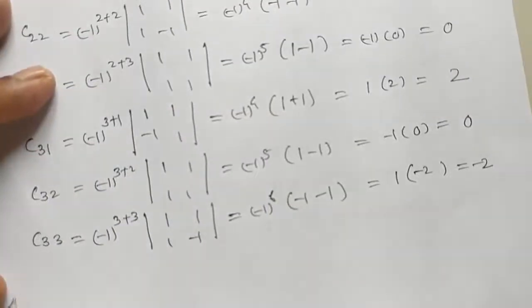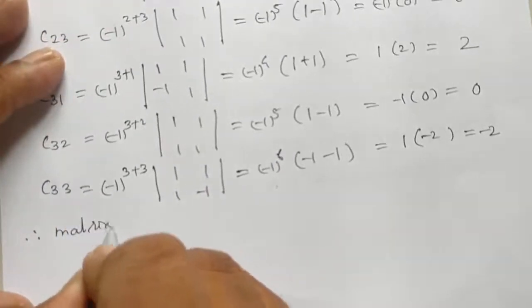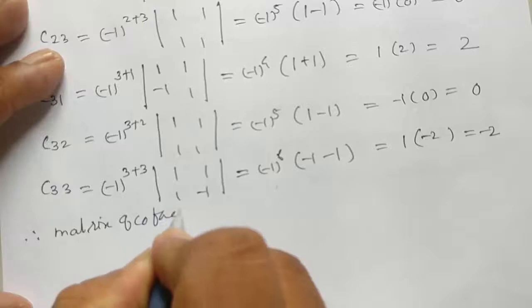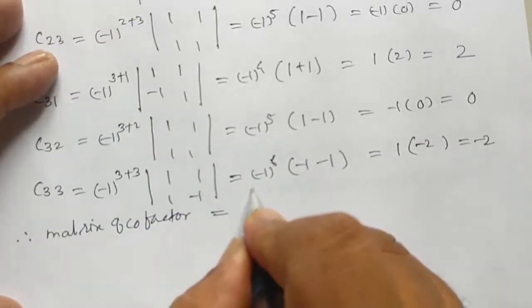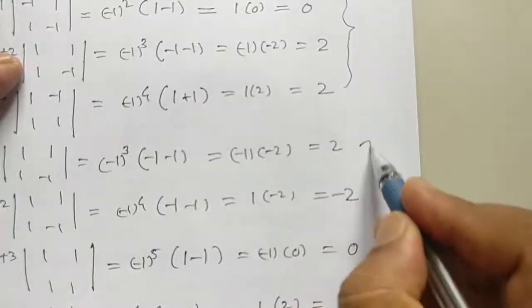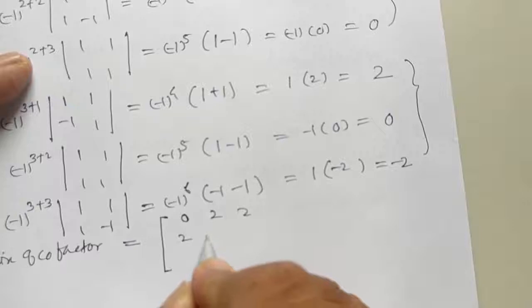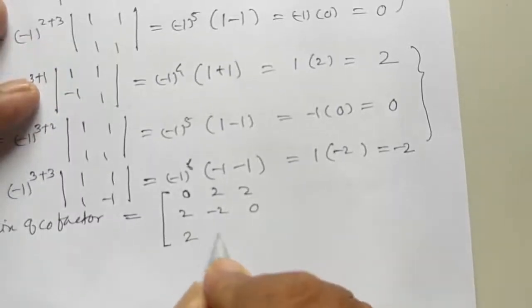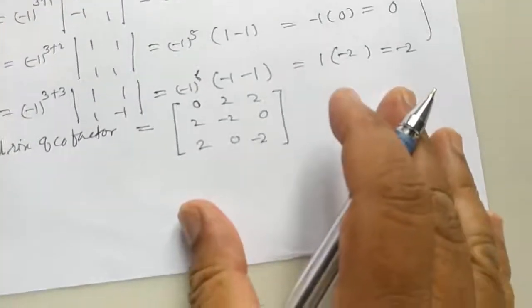Now first we find the matrix of cofactors. The matrix of cofactors has first row 0 2 2, second row 2 minus 2 0, and third row 2 0 minus 2. So this is the matrix of cofactors.